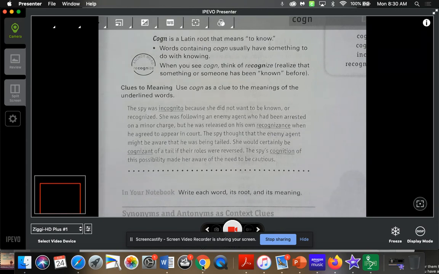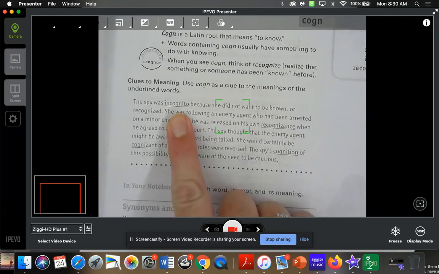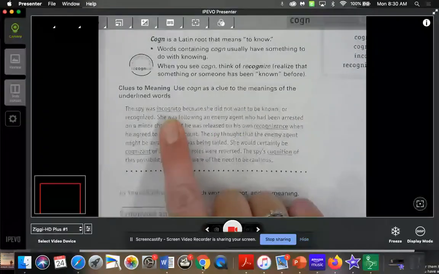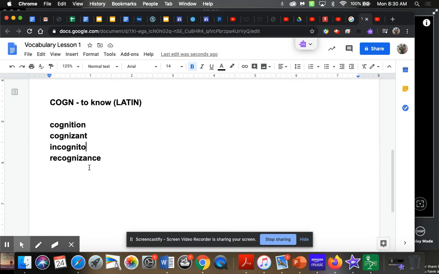Exactly. So the first one that's here is incognito. What does it mean to go incognito? You're disguised. You don't want to be known, okay? So if you are incognito, you are disguised. Disguised, not wanting to be known.